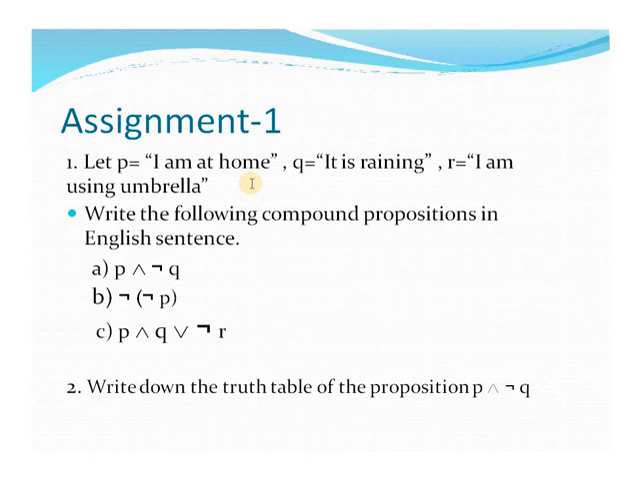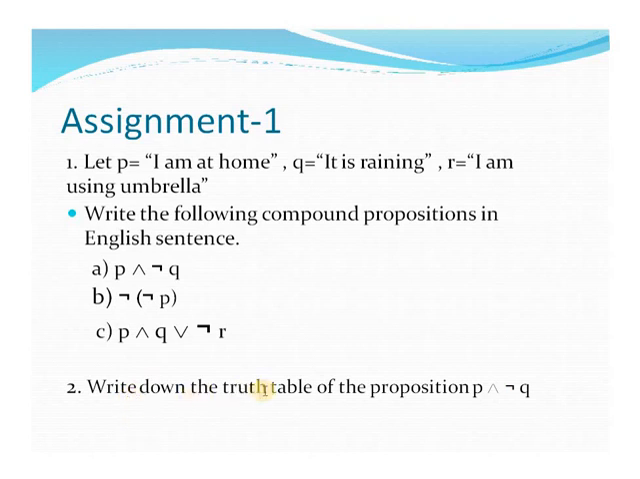Let us come to the first assignment. Let P be I am at home, Q be it is raining, R be I am using umbrella. So these are three propositions denoted with three propositional variables. Write the following compound propositions in English sentences. First one, P and not Q. So you have to write the English sentence using these propositions. B, not P. C, P and Q or not R.